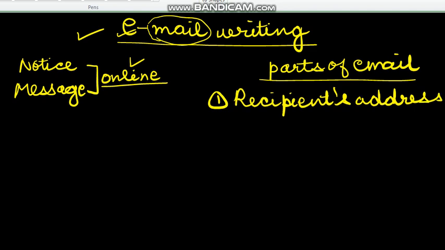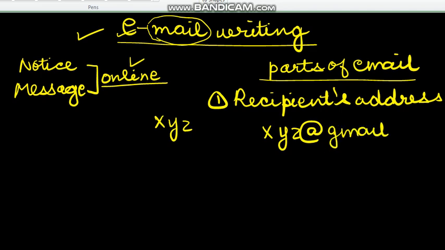The person to whom you are writing the email, suppose it is XYZ, so you will write the email like this: to xyz at the rate gmail.com. So this is the address of the recipient. This is the first part, to whom you are sending the email.